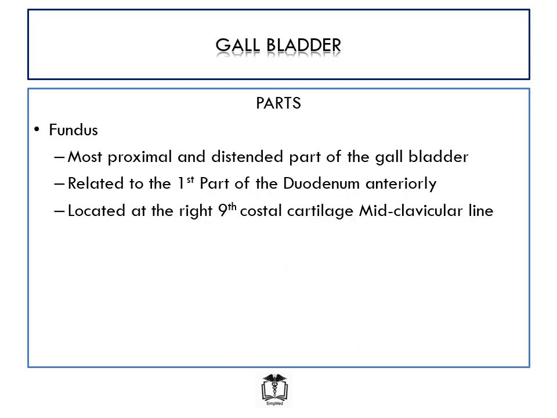Now, with regards to the fundus of the gallbladder, it is the most proximal and most distended part of the gallbladder. In terms of its location, it is found at the right ninth costal cartilage at the mid-clavicular line, and it is related to the first part of the duodenum anterior. It is very important to remember.